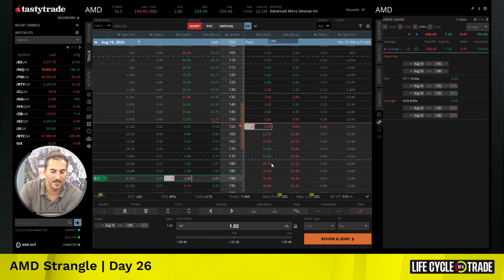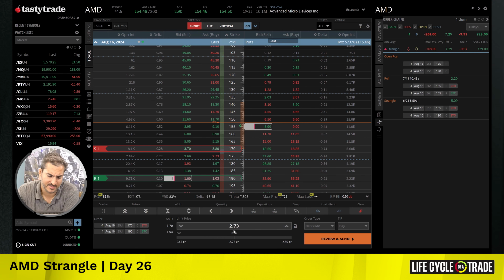We could go to the 175 strike. This would pick up 12 deltas. We can go to the 170 strike. That would pick up about 18 deltas and cut our overall position down to about 20 long deltas. So I'm going to roll this down to the 170 strike here. It's going to trade somewhere around this 273 mid price.